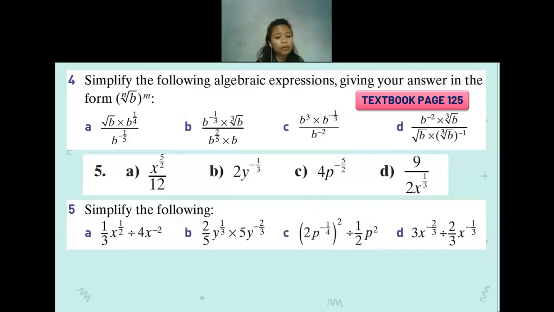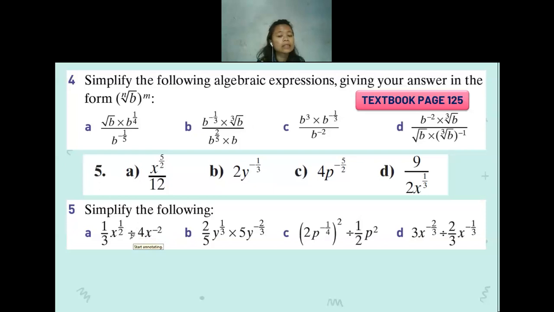One-third x to the power of a half divided by 4x to the power of negative 2. For this kind of question, you have to solve numbers with numbers, letters with letters. So now let us simplify the numbers first. The numbers in this question are one-third and 4. And then you also have to check what operation is there.